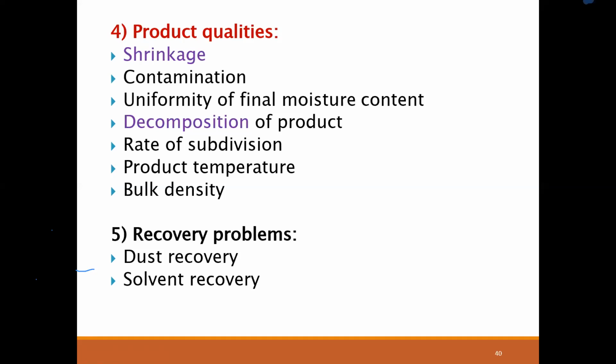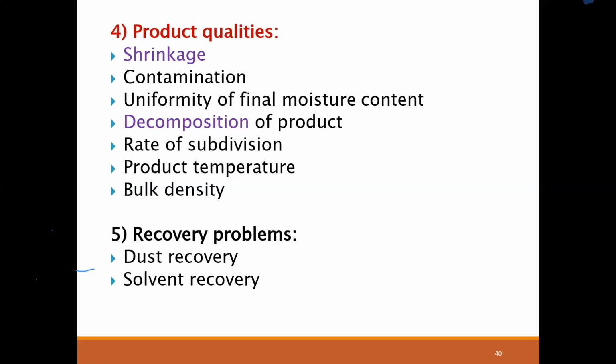Then decomposition of the products. During drying, what will happen to the material, whether it is appropriate or not, whether it decomposes or not, what time, pressure and temperature are applied. Rate of sub-division, the product temperature, how much temperature should be applied to the material, so you can improve the quality of the product.